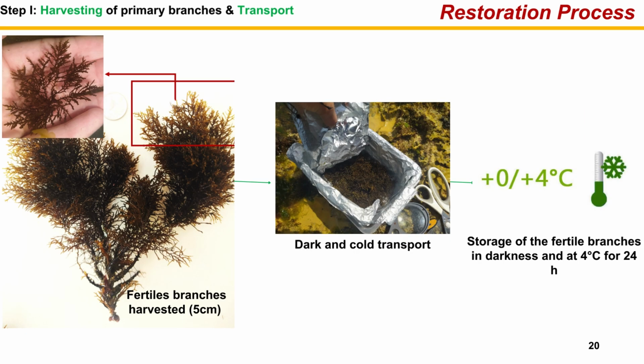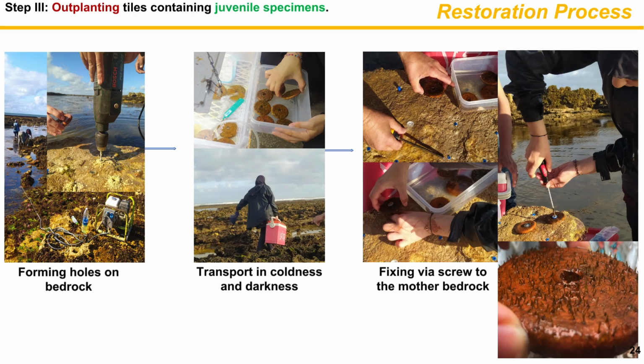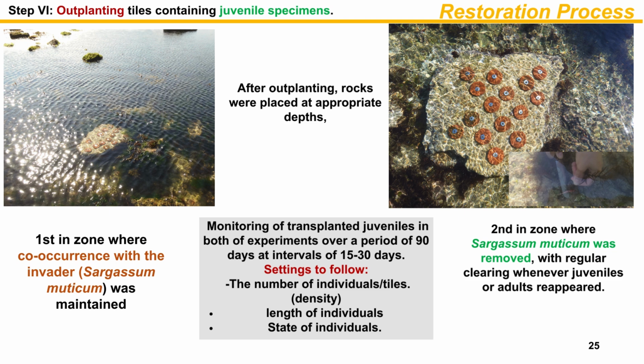Step 1 was harvesting the fertile branches from the donor population, followed by careful transport to the lab. In step 2, we maintained the zygotes from these branches in controlled conditions in the laboratory for 26 days, allowing the development of juvenile individuals on tiles. Step 3 involved the outplanting of the tiles at the recipient site by screwing them onto bedrock.